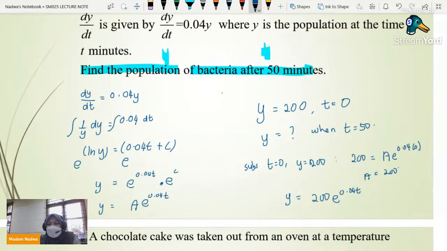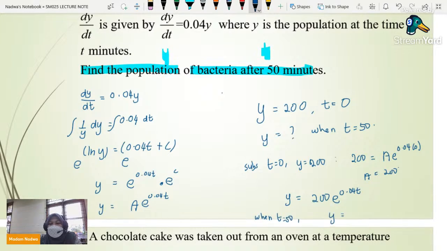Alright, so A is equals to 200. So instead of writing it as A e to the power 0.04T, so we write it as 200 e to the power 0.04T. Macam tu. And then the question asks you, what is the value of Y after 50 minutes? Meaning that when T equals to 50, what is your value of Y?